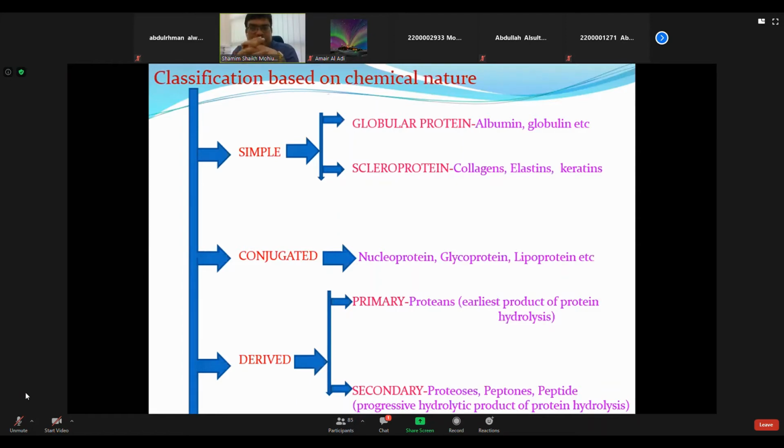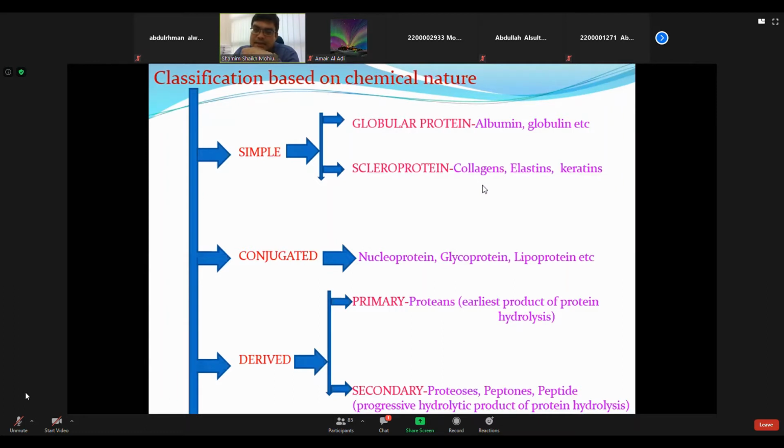Okay, the first one is called simple protein. So simple, by the name only you are getting the idea. It looks very simple. The structure of this protein is very simple, like globular proteins. Again here the albumins and globulins are globular proteins. Scleroprotein, like collagen, elastin, keratin. These particular proteins are a little bit tough, very hard, a tough structure.